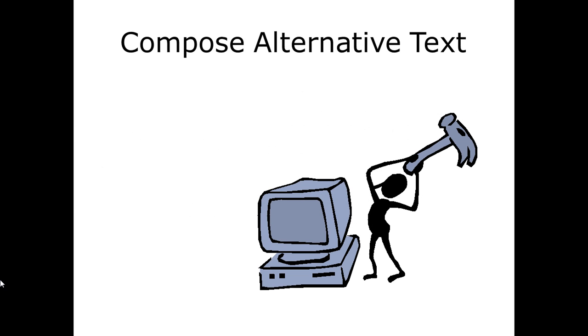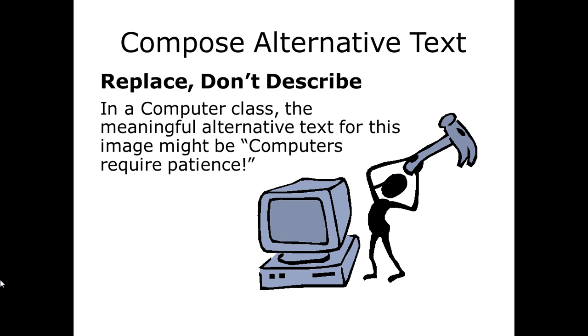How do we compose alternative text? We want to make sure that we replace the image with text that conveys the same meaning and has the same objective as what we're trying to convey with the image itself. For example, in this image in a computer class, meaningful alternative text might be "computers require patience."